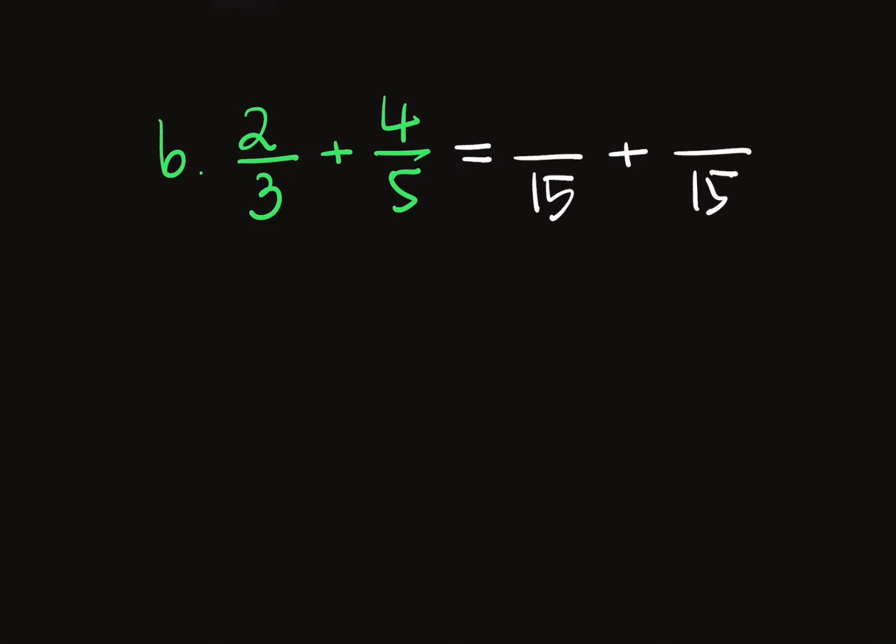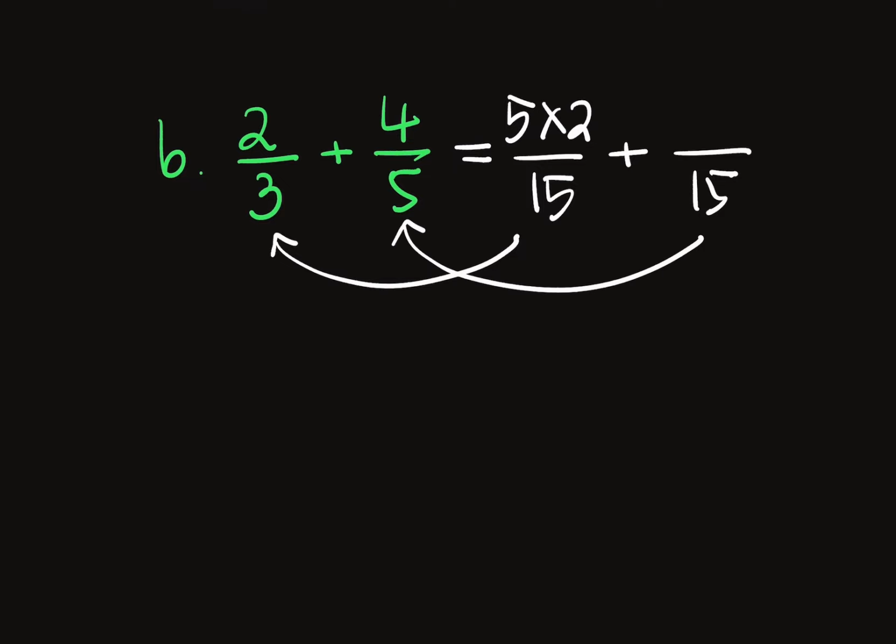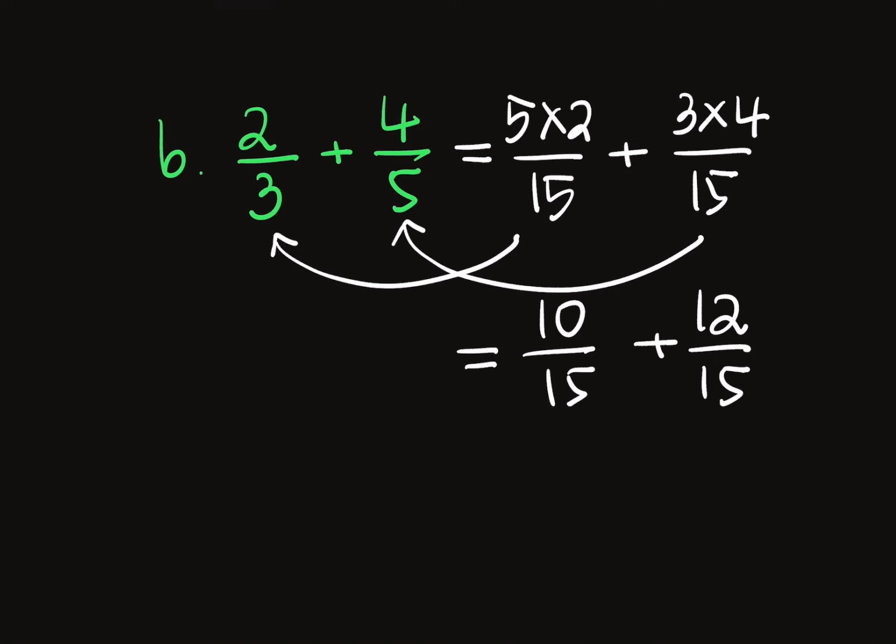Now 15 can be divided by 3, that equals 5, times 2. And then 15 divided by 5 is 3, times 4. That equals 10 out of 15 plus 12 out of 15. That equals 22 out of 15. You can simplify this, then this is going to be 1 and 7 out of 15.